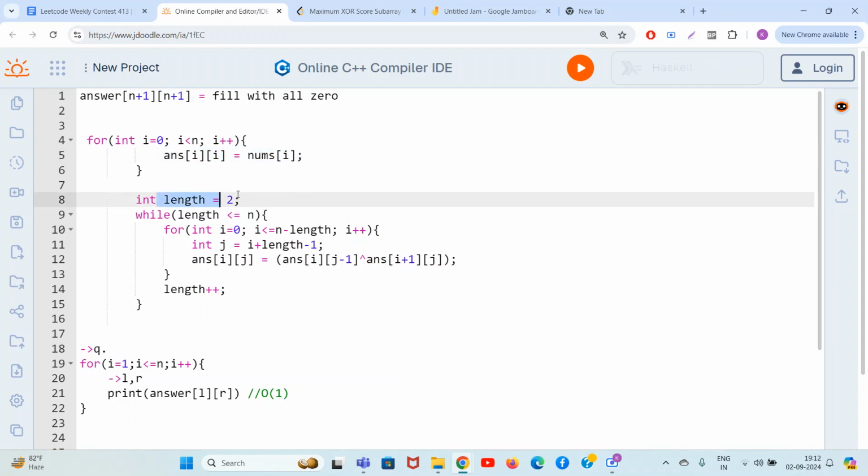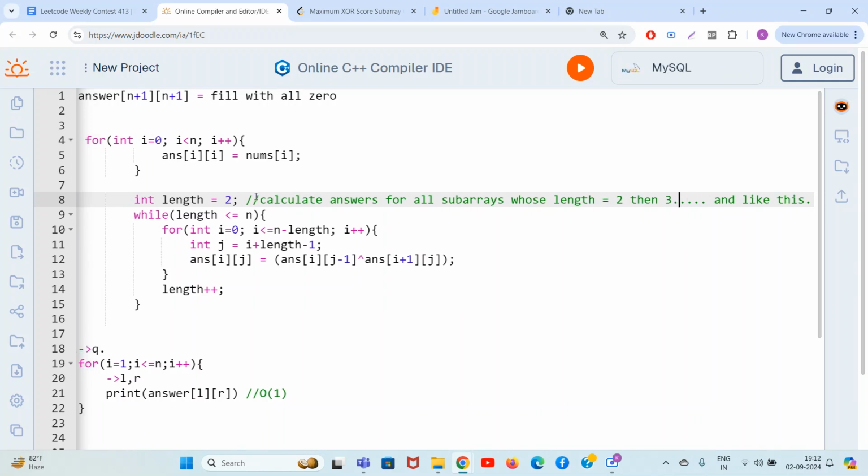Then first I'll calculate answers for all subarrays whose length is fixed. So guys, first we'll calculate the answers for all subarrays whose length equals 2. The starting point will be i, and the end point will be i plus length minus 1. The answer of this is the XOR of the smaller lengths, which we have already calculated. Answer i j is nothing but answer i j minus 1 XOR answer i plus 1 j.